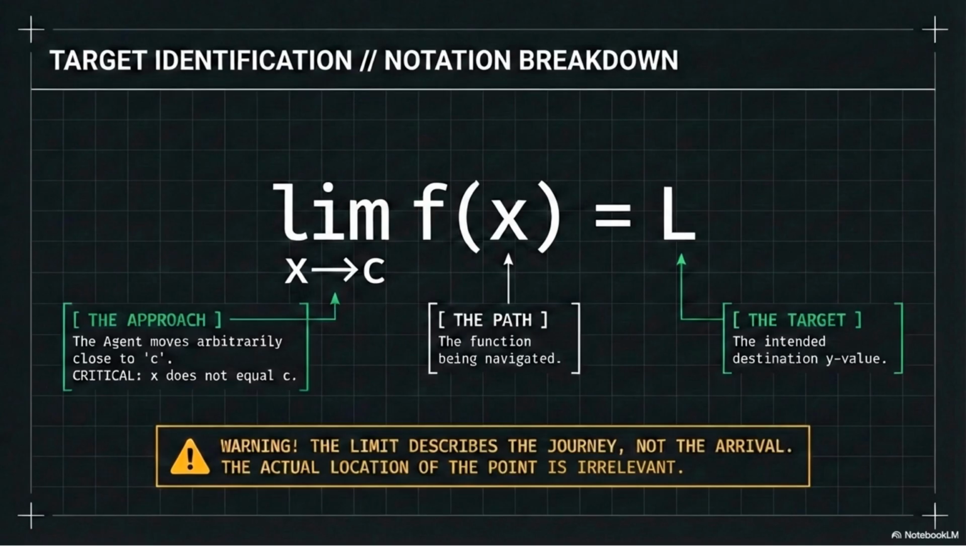Let's break down the target identification and standard notation. When you see this expression, you need to recognize its three components. First, the approach. This tells us the agent, x, is moving arbitrarily close to c. Crucially, x does not ever equal c. Second, the path. This is the function, f of x, that you are navigating. And finally, the target L, which is the intended destination y value. Warning, the limit describes the journey, not the arrival. The actual physical location of the point is irrelevant to the limit.